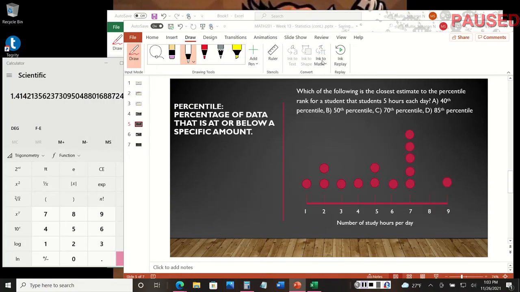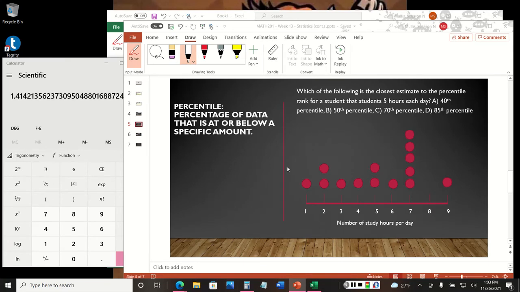How are we going to use this in statistics? We have to figure out percentile before we move on to our next thing. We know about the variance, we know about the mean, we know about standard deviation. Now we're going to talk about the percentile. The percentile is the percentage of data that is at or below a specific point.